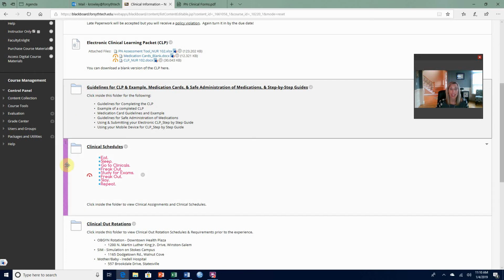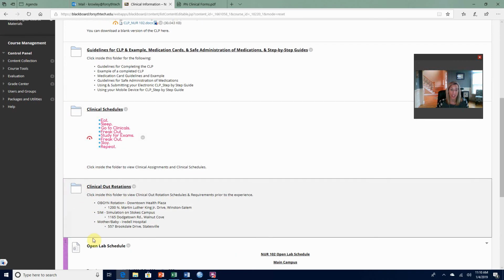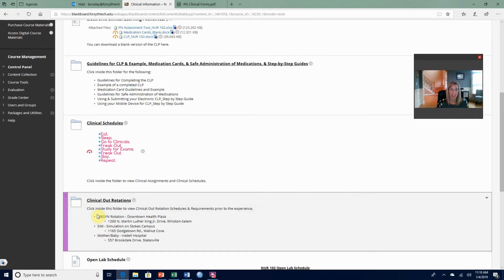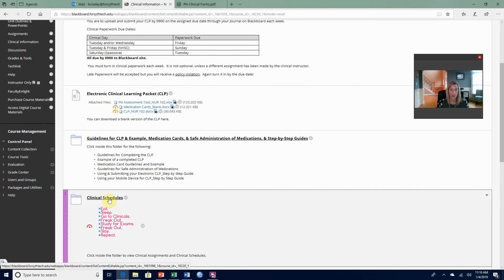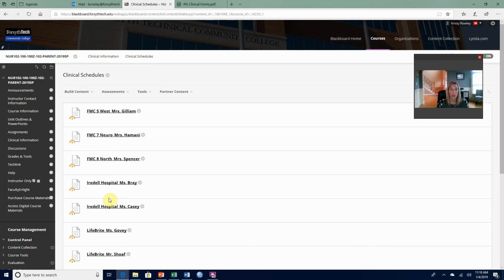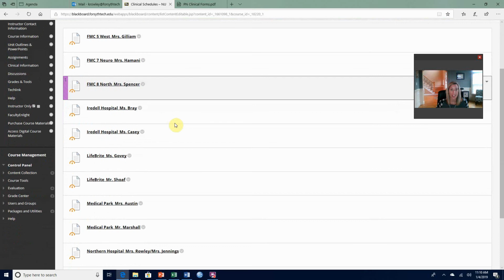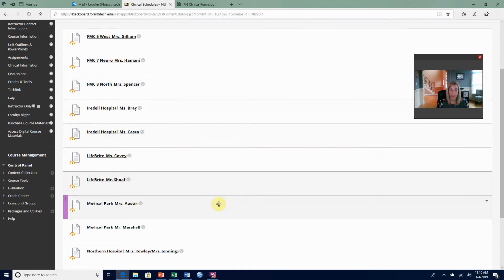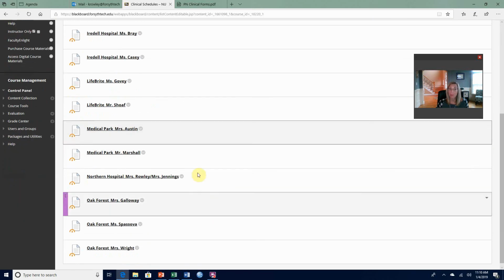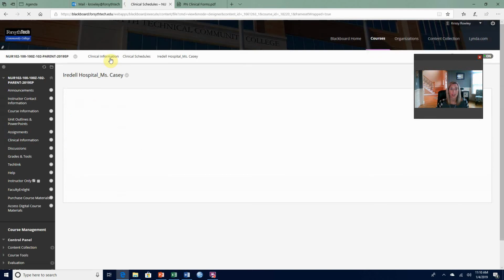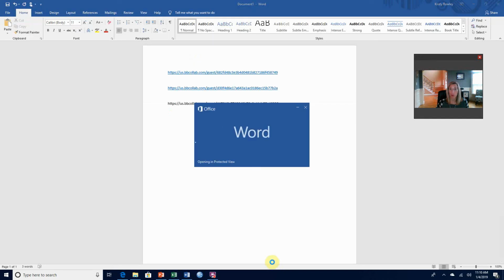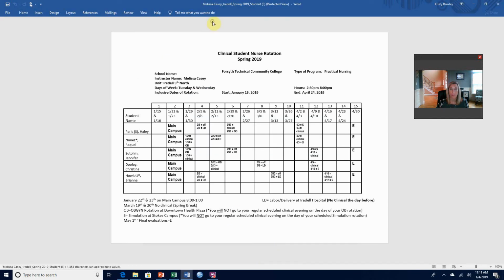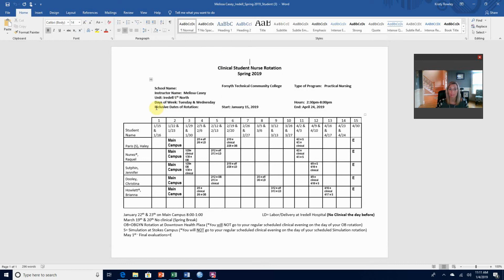Guidelines for the CLP, the clinical schedules, and the clinical out rotation. I'm going to step through a lot of these things, but I'm going to start with your clinical schedules. If you click inside the clinical schedules, it's got all of your schedules here. There's Michelle's and Sherry's and Karen's and Phyllis's, so it's got everybody's clinical schedule there. I'm going to pull up Miss Casey's schedule as an example, because there is a deficiency on there, a boo-boo that I made that I wanted to point out, and then go over how to read it as well.